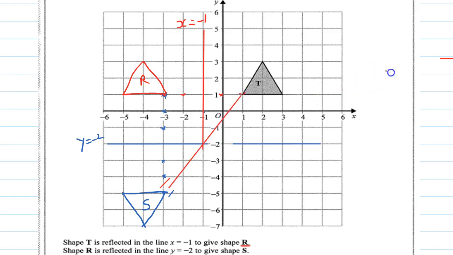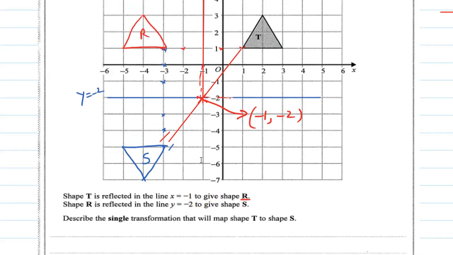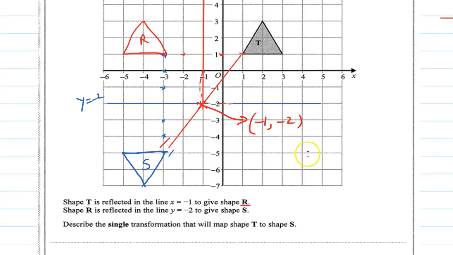If you see where this line is hitting this point and this point, this is our center point, that is -1 and -2. So this point is -1 and -2. For this question, they say describe a single transformation that will map T to S. So from T to S, it will be a rotation, that is 180 degrees.